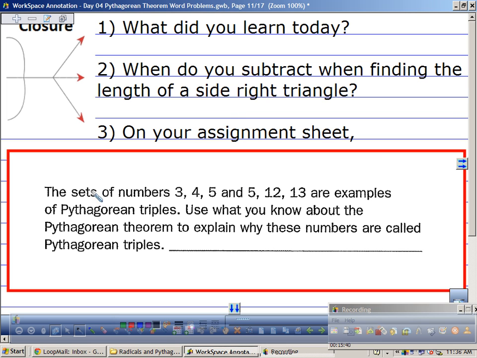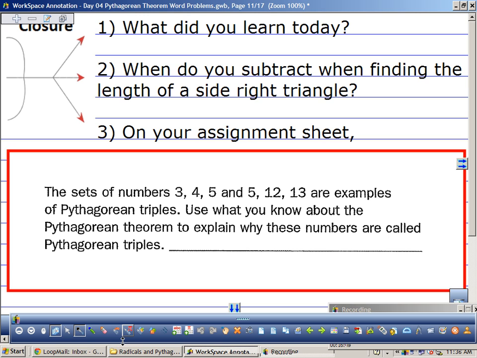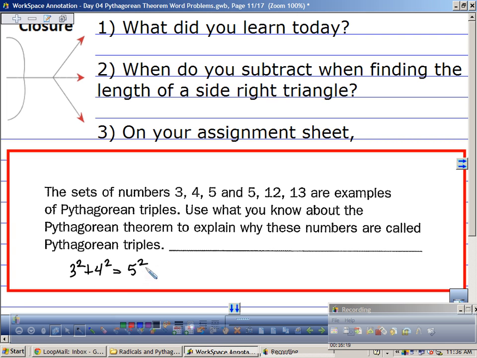Good. On your assignment sheet, the sets of numbers 3, 4, 5, and 5, 12, 13 are examples of Pythagorean triples. How do we know? Because 3 squared plus 4 squared equals 5 squared. Does it? 9 plus 16 equals 25? That is true. Does 5, 12, and 13 work? Let's see, that would be 25 plus 144. Does that equal 169? It does.